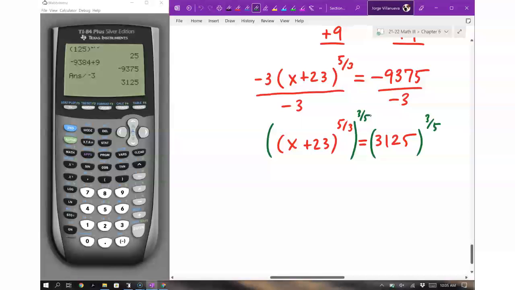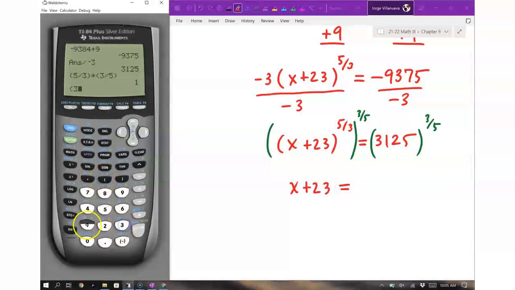And again, if you just want to double check, if you want to do 5/3 times 3/5, just to check, to make sure that you're getting this right, notice it equals 1. That means it cancels out, right? So those two powers will cancel out. We get x plus 23 equal to, now I got to do 3,125 to the 3/5 power, so let's do that. To the power of, we said 3/5, right? 3/5.